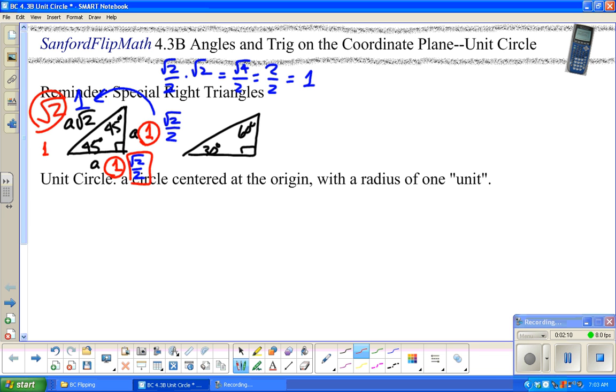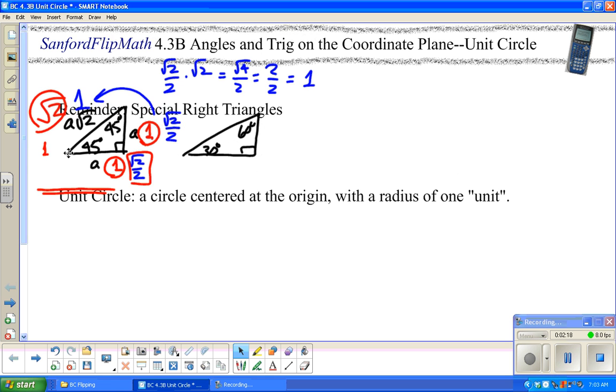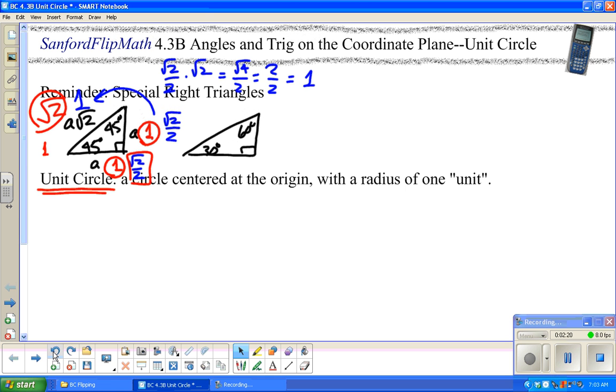The reason that becomes important is going to be the unit circle, and we won't have to worry so much about that as much as we're going to focus on how to count on the unit circle, and that'll help us.